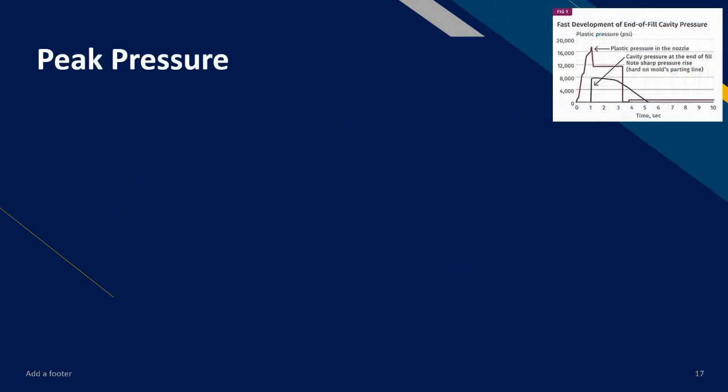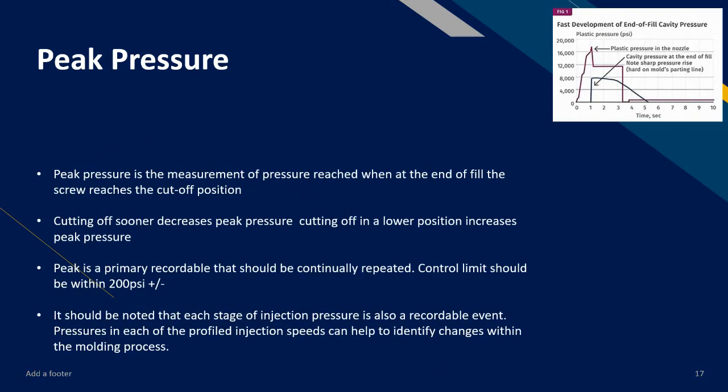Another primary process control measurement would be peak pressure. Now, peak pressure is a measurement of pressure reached when, at the end of fill, the screw reaches the cutoff position. Cutting off sooner decreases peak pressure. Cutting off in a lower position increases peak pressure. Peak is a primary recordable that should be continually repeatable. Control limits should be within 200 plus or minus. It should be noted that each stage of injection pressure is also a recordable event. Pressures in each of the profiled injection speeds can help to identify changes within the molding process.